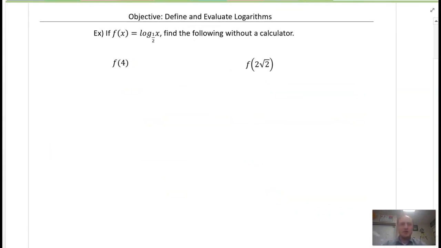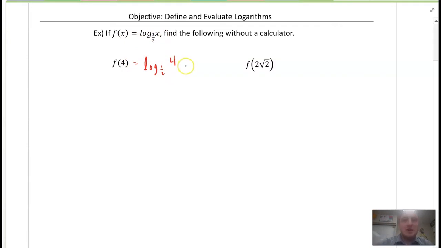Okay, so the last type of problems that you'll see when asked to evaluate logarithms is sometimes in function form. So here they say if f of x is equal to log base 1/2 of x, evaluate the following without a calculator. And what they give us is a function, f of 4. So all you do, right, is plug in your variable. So I have log base 1/2 of x, okay, and in my function I'm going to plug in 4. So what's log base 1/2 of 4?